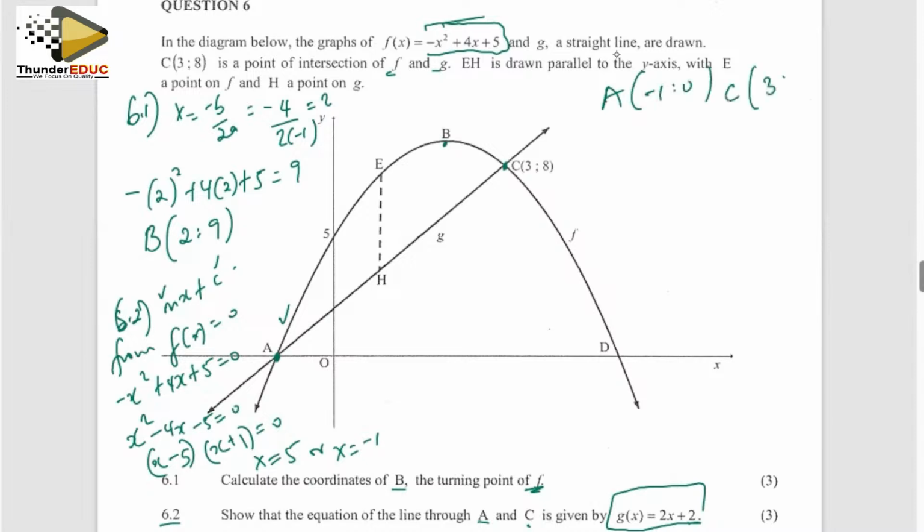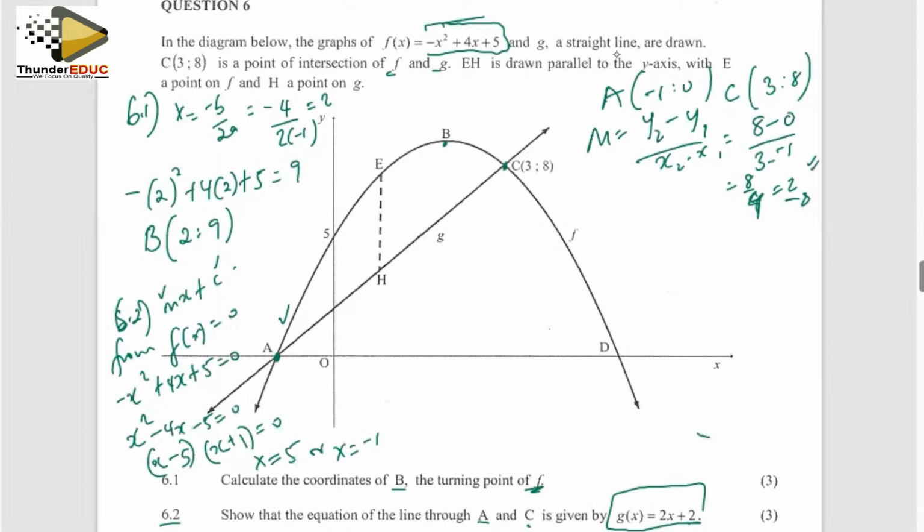Coordinates of C are (3, 8). So my gradient is going to be change in y over change in x, which is 8 minus 0 over 3 minus -1. So 8 divided by 4 gives us 2. Okay, so if the gradient is 2, remember we're proving, so you need to show all the steps.